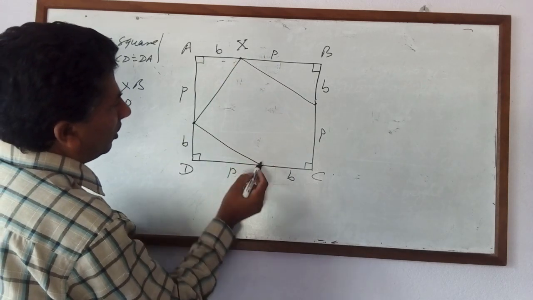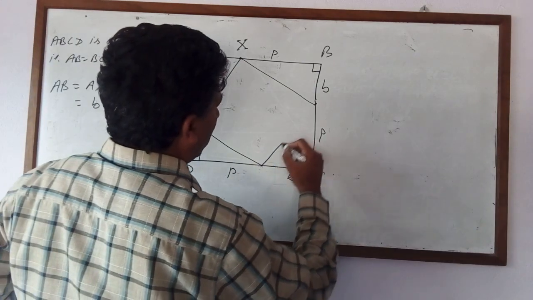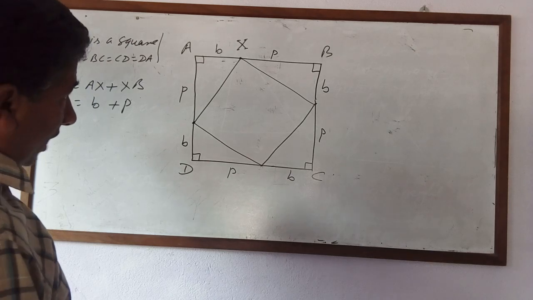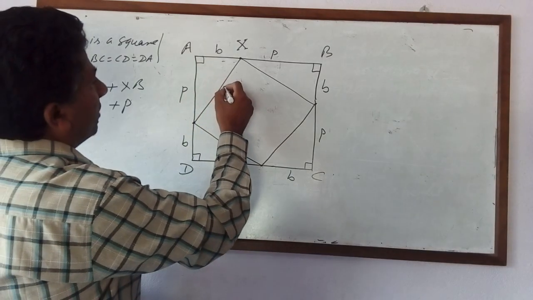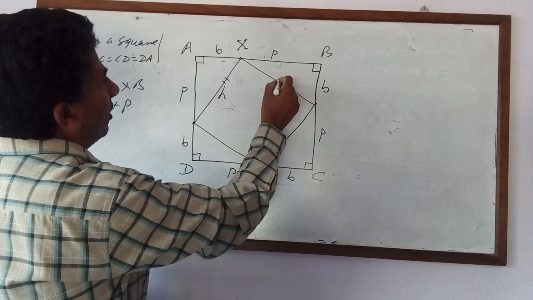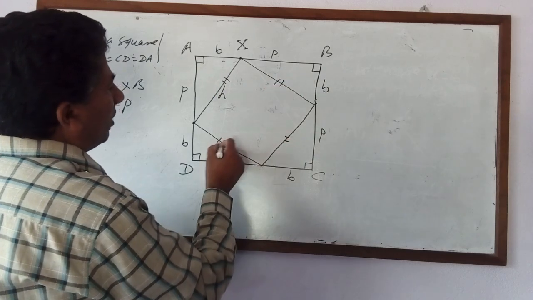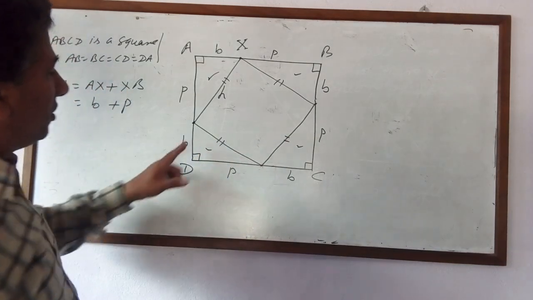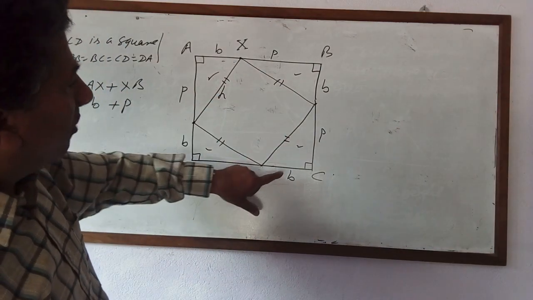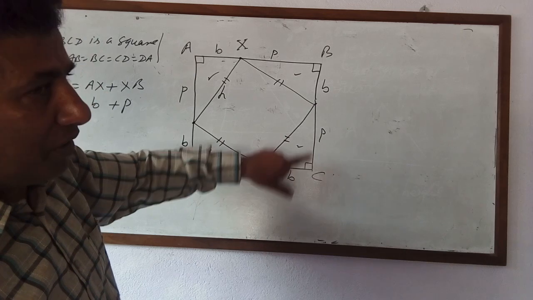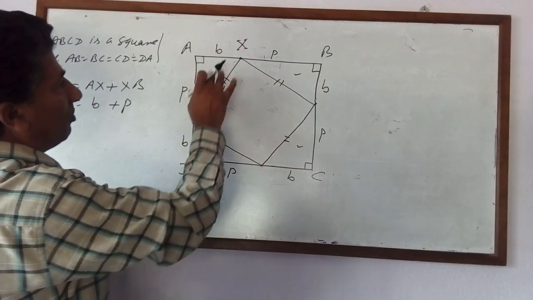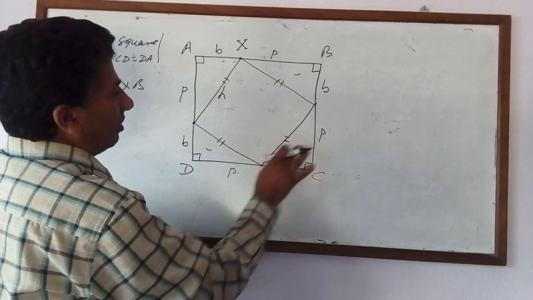When we join, we will get 4 right angle triangles inside this square, and this one is H. These will all be equal. Why are they equal? Because in these 4 right angle triangles, base and perpendicular, we have taken the same measurement. That's why they are congruent. Congruent means the area of all of them is equal.